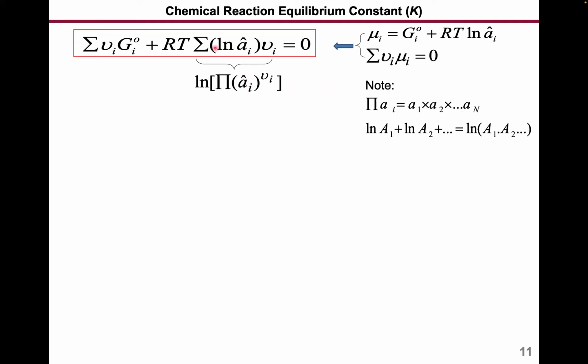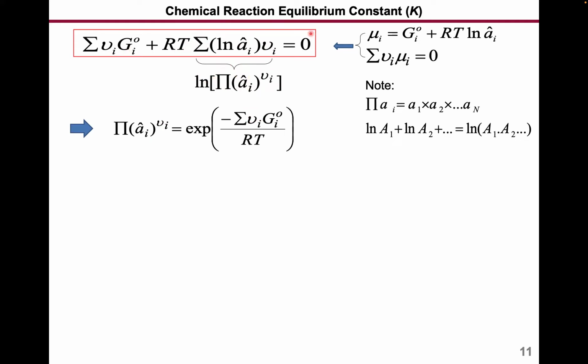And this is because, in order for you to understand the relation between this and this, you need to remember that natural log A1 plus natural log A2 is just equal to natural log of the product of A1 and A2 and A3, right? So this is just a mathematical conversion. Okay. So now if you do that, basically you are replacing this with this, but now we are just trying to rearrange the equation.